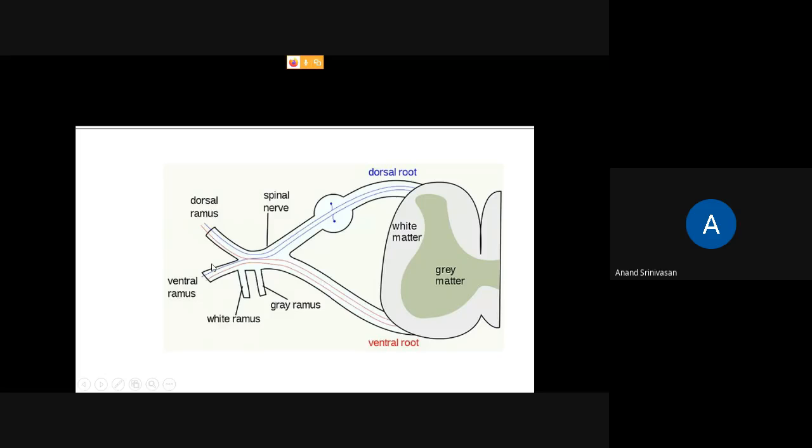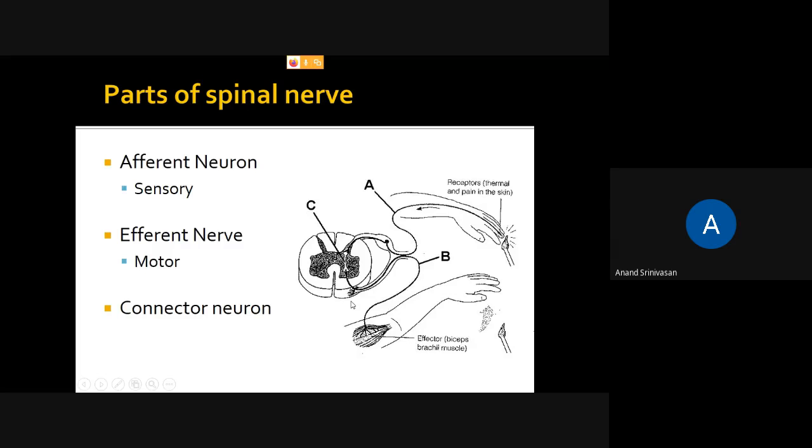The dorsal ramus and ventral ramus are mixed nerves, whereas the dorsal root is purely sensory and the ventral root is purely motor. Now here you can see the afferent neuron. See what happens when the person is hit by a thermal sensation, a hot fire brought near the person. The skin receptors carry the temperature sensation.